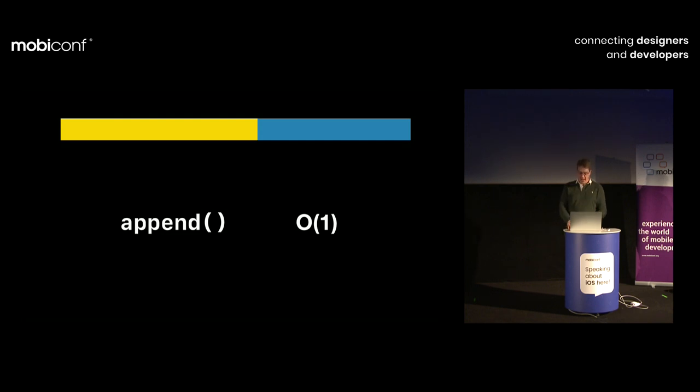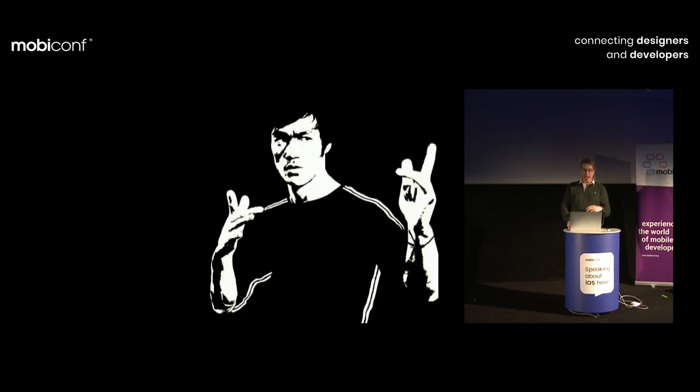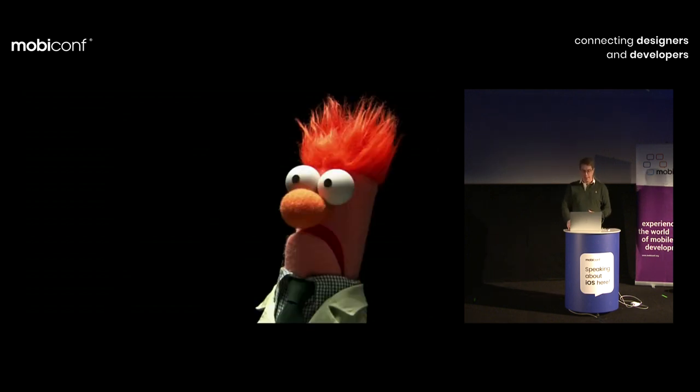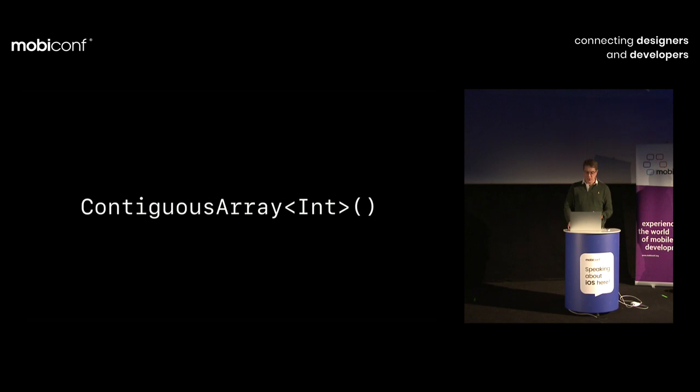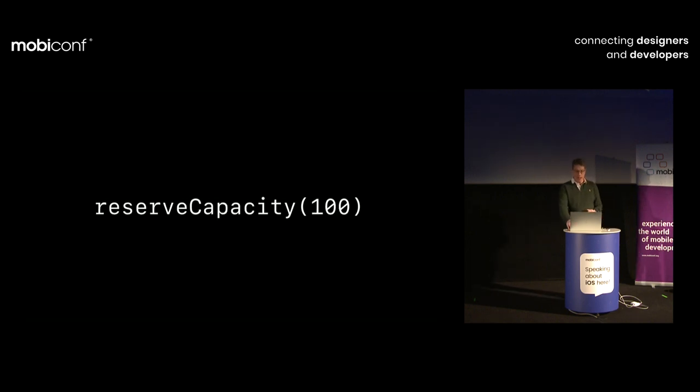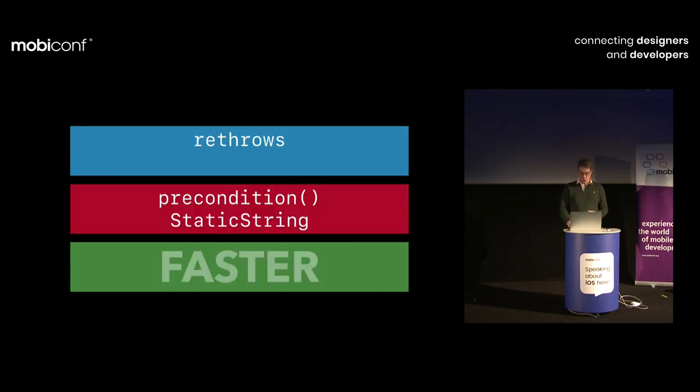So you've got to be really, really careful with this functionality. It can make your code much faster, but it can make your code much slower as well. So that's contiguous array, and that's reserveCapacity. Both of these are awesome. Both of those I'm going to put squarely into the faster box.